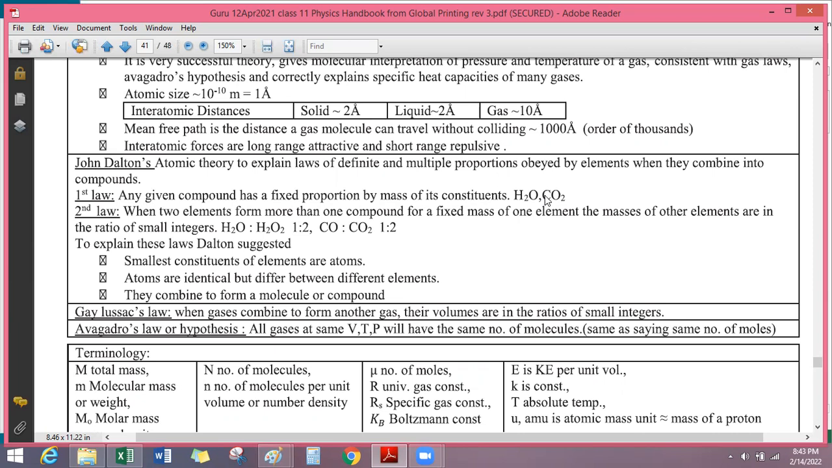Hydrogen can combine with oxygen as H2O or H2O2, something like that. But it cannot combine as H3O2, or as H3O1. Similarly, one carbon will combine with two oxygen atoms, CO2, or one carbon and one oxygen to form carbon monoxide. But it will not form something like C4O3. It may not form a compound like that. That's the meaning of this: any given compound has a fixed proportion by mass of its constituents.